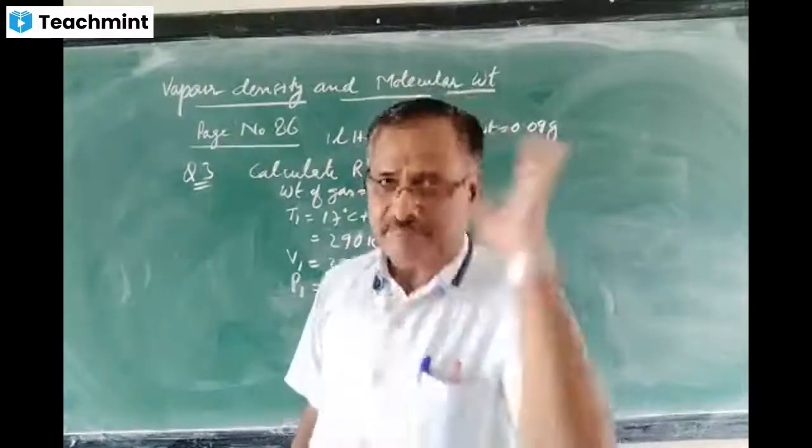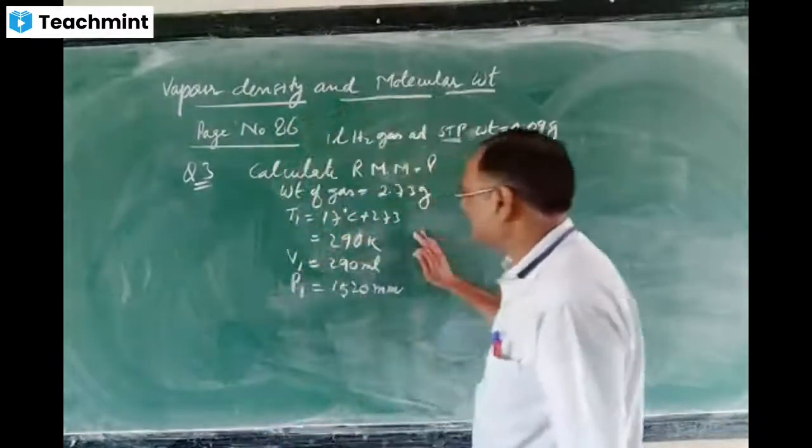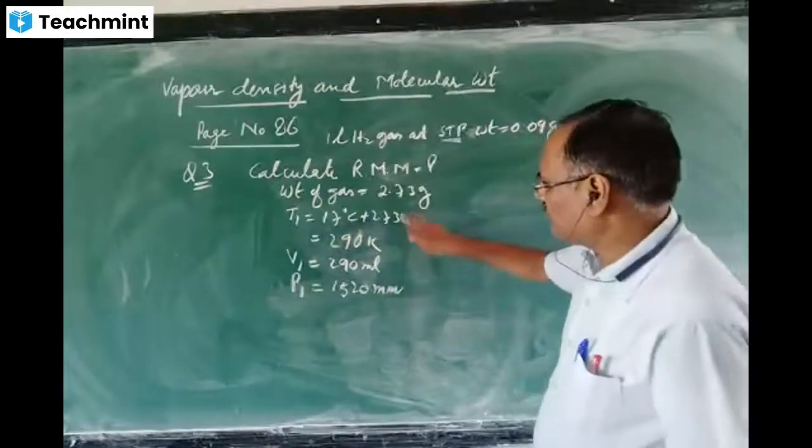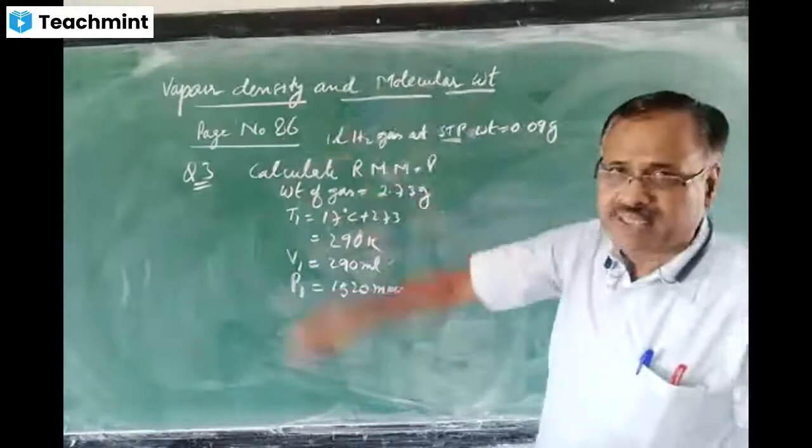When we apply the vapor density formula, the conditions must be the same. So how can we make the conditions the same? Whatever volume is given here, 290 ml, you can convert to STP.